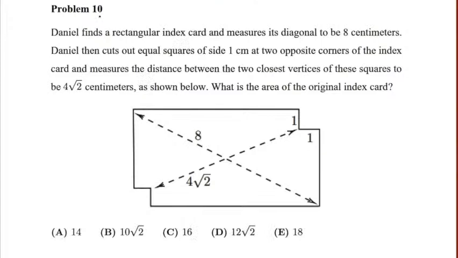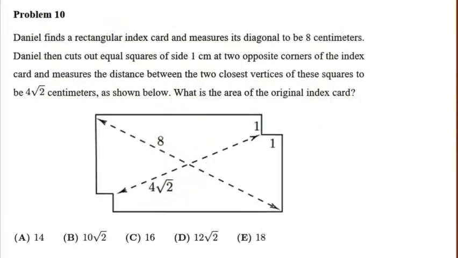Problem number 10, AMC 10A 2022. Daniel finds a rectangular index card and measures its diagonal to be 8 centimeters. Daniel then cuts out equal squares of side 1 centimeter in two opposite corners of the index card and measures between the two closest vertices of these squares to be 4 root 2 centimeters, as shown below. What is the area of the original index card?